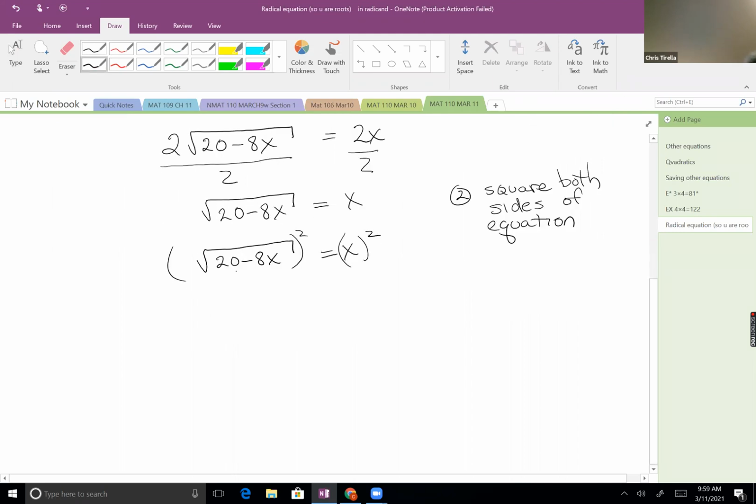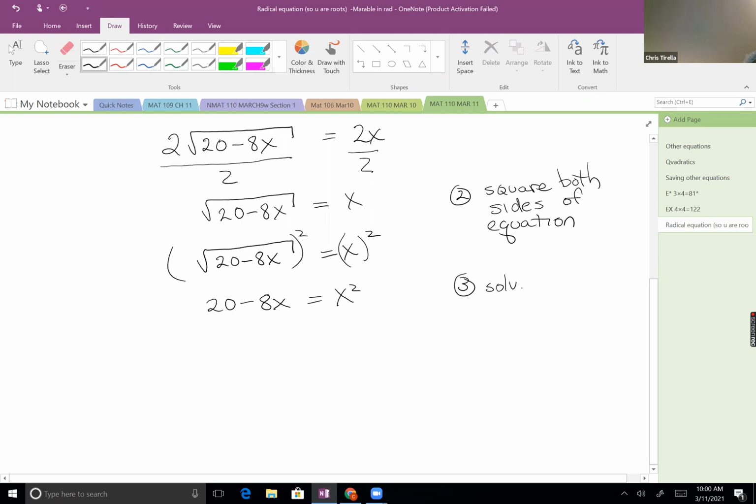Is everybody all right when I square a radical, because they're opposite operations, taking the square root and squaring? That has the effect of taking the radicand out of the radical, or as I like to say when I teach this concept in a foundations class, when you square a radical, it's just like taking the hat off. And so I get 20 minus 8x is equal to, on the other side, x squared. And now we've got an equation without a radical, which we're going to solve.